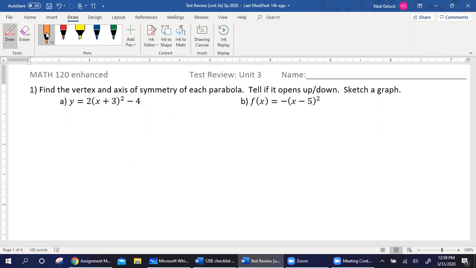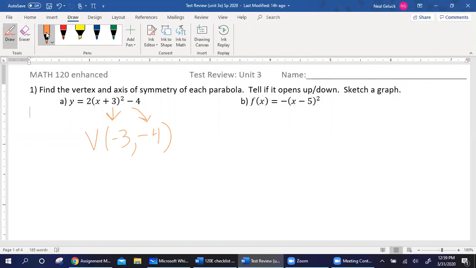the vertex. Now realize, remember, it's x minus h, so that means that since that says plus 3, that's going to be a negative 3. This one I don't change the sign though, just negative 4. So my vertex is negative 3, negative 4.